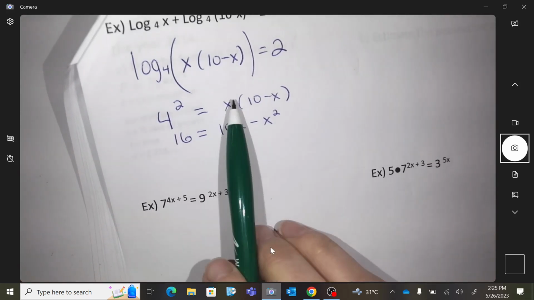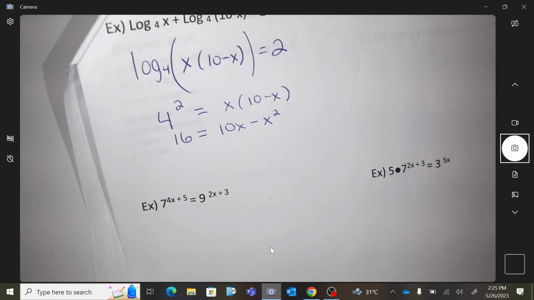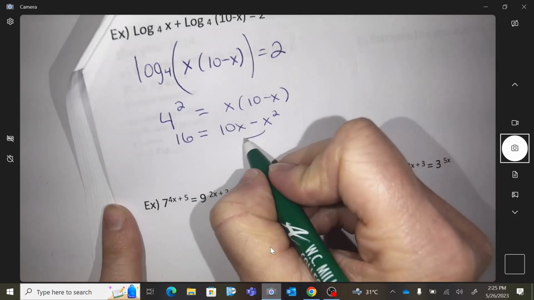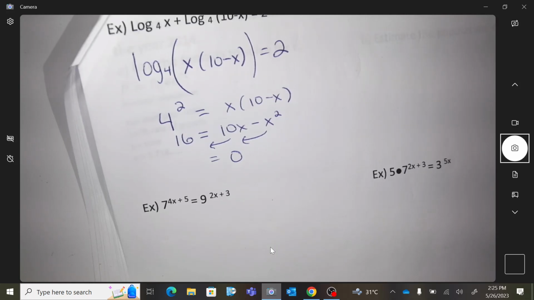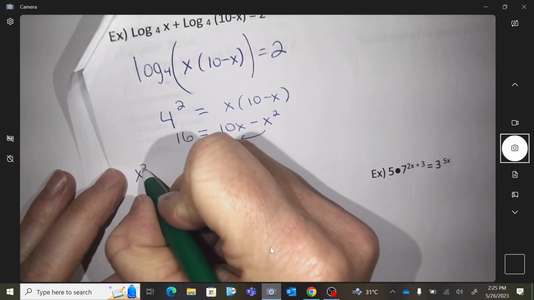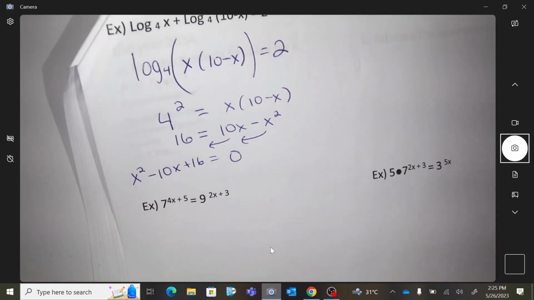Oh, FOIL, yep. Distribute that. Grade 11, you're pros at this now. So what do you do? Make a 0. I'm going to move this and put the 0 on that side, because remember, I like x squared positive, so I'm going to move it. x squared minus 10x plus 16.